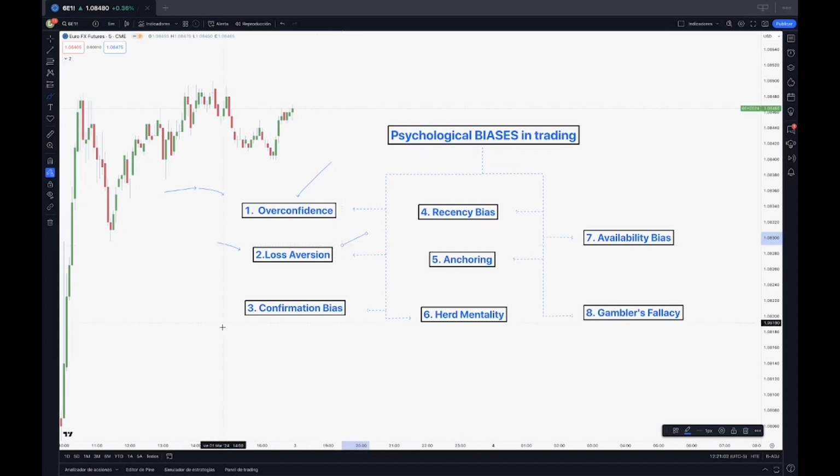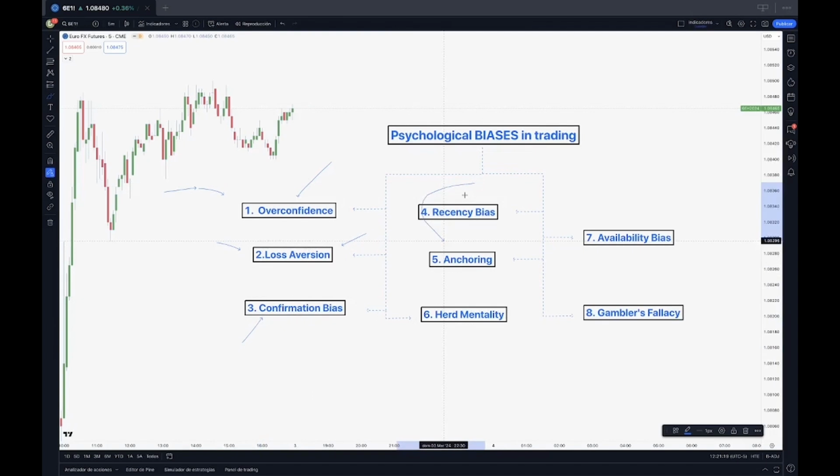Then we have the confirmation bias. Traders tend to seek out information that confirms their existing beliefs or trading decisions, ignoring contradictory evidence that could lead to better decisions. Recency bias.